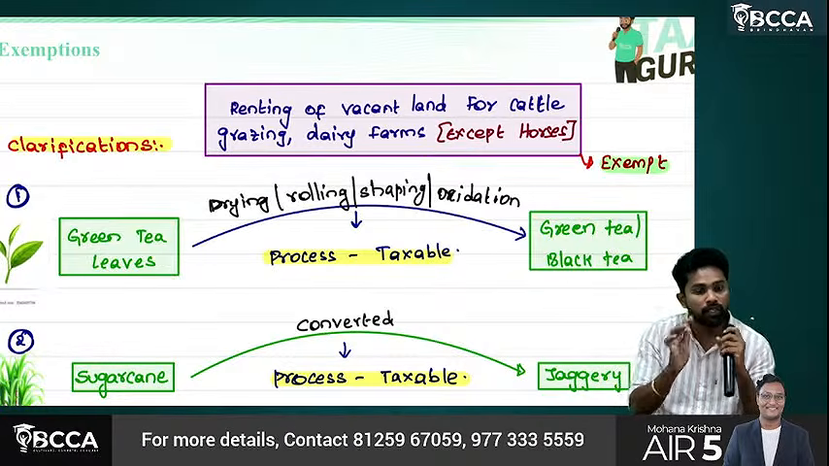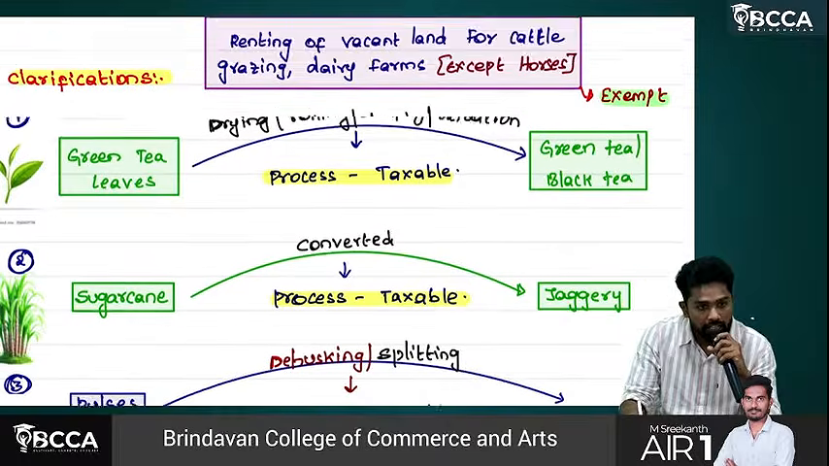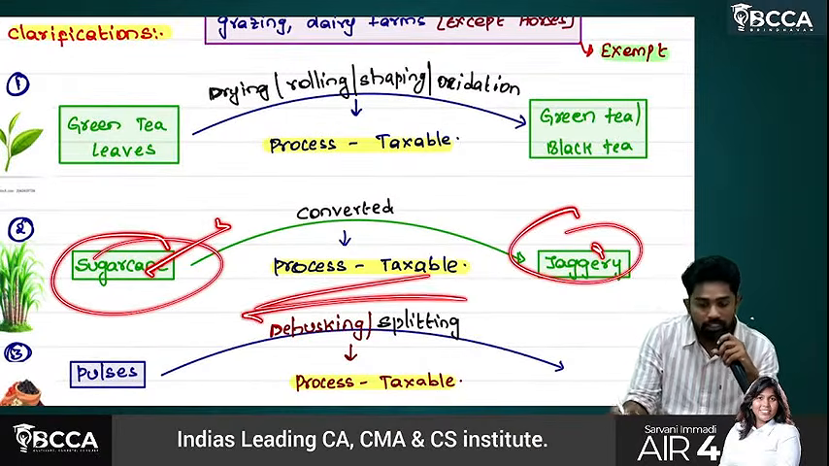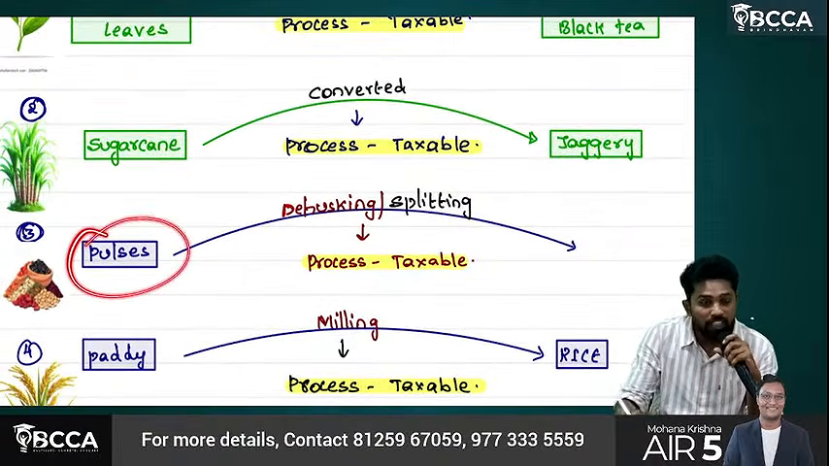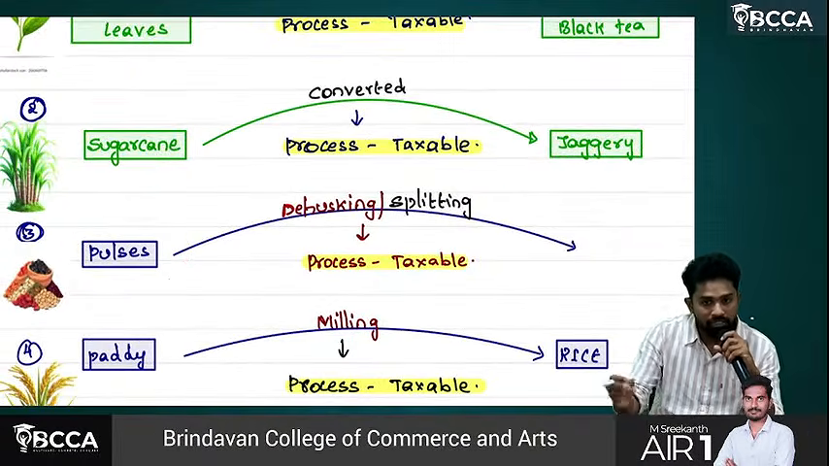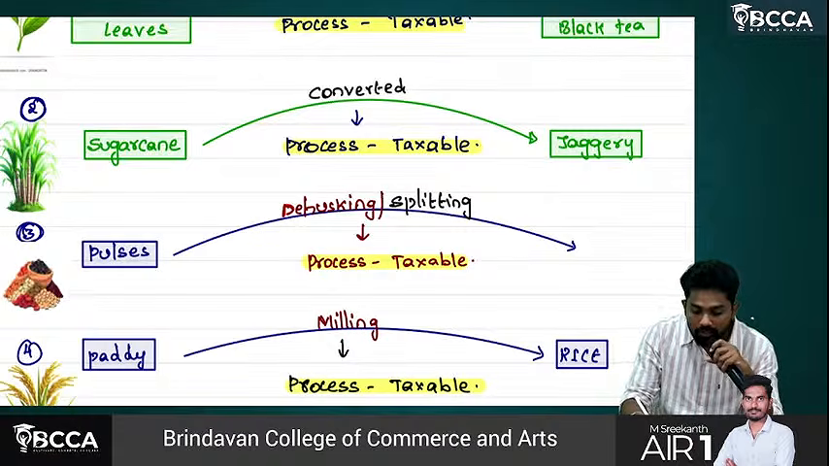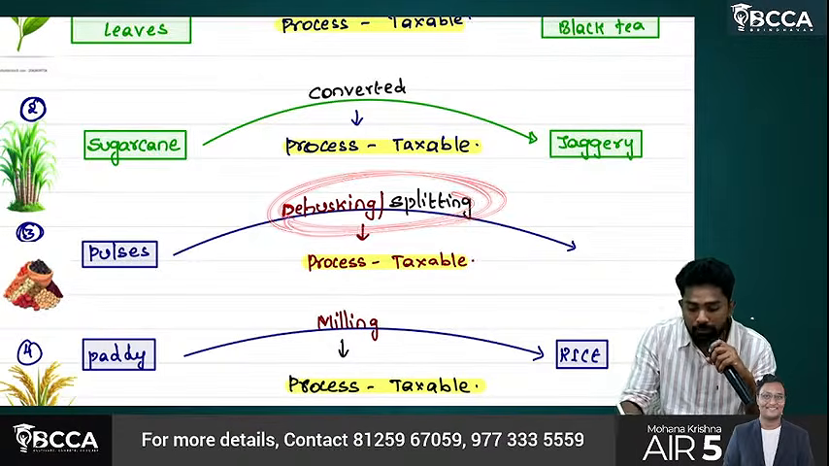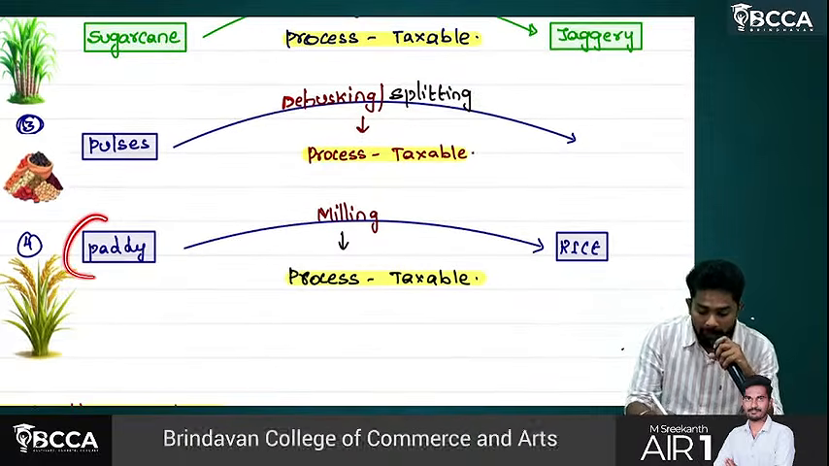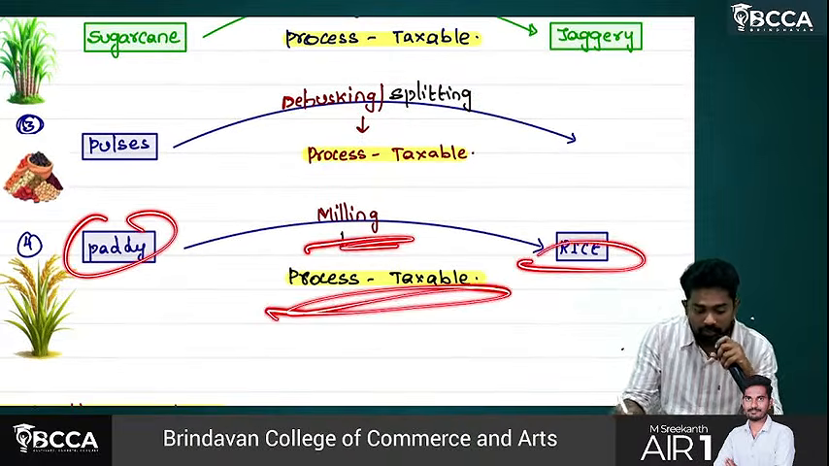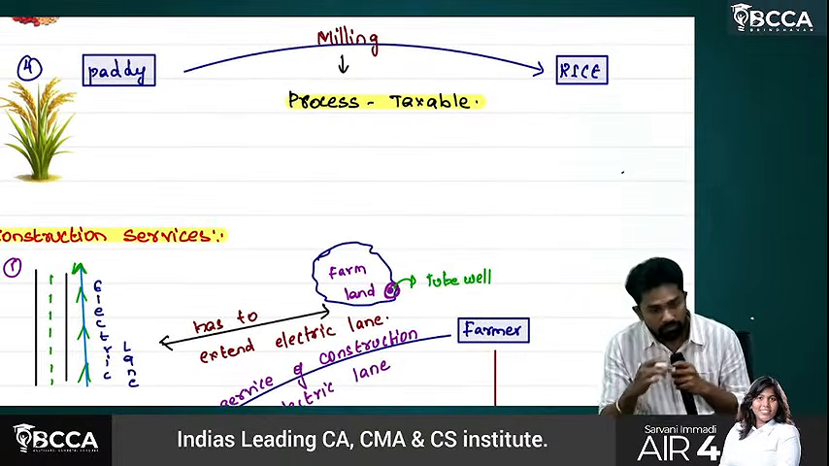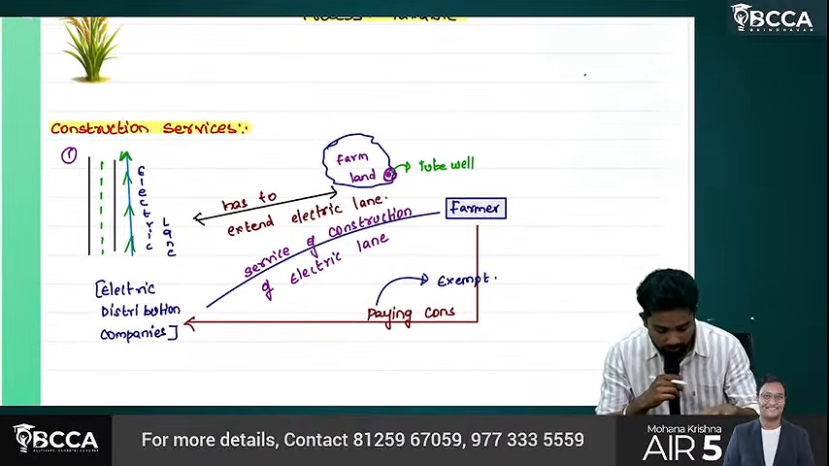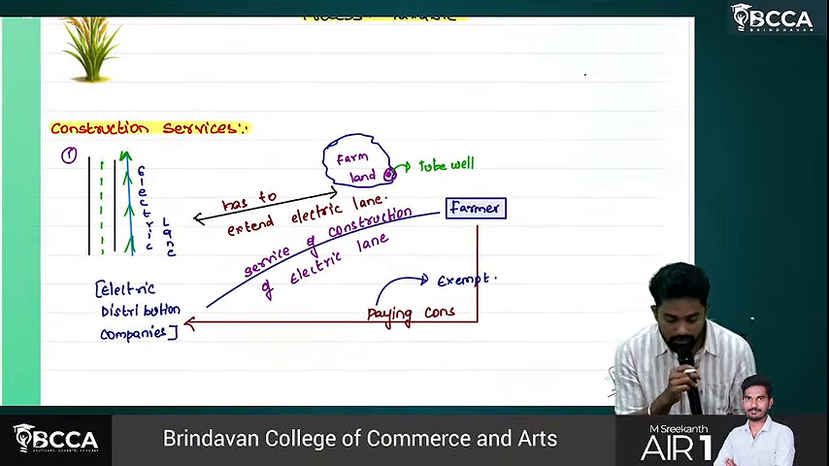For that conversion, whatever charges they collect are taxable. Then you took sugar cane, they convert it into jaggery and give it. That conversion charge is also taxable. You took pulses, black grams, green grams, all those. Then they remove the husk or split them. So that de-husking, splitting process is also taxable. Paddy milled into rice, this process is also taxable. Sir, understood, everybody? Okay, then construction service.